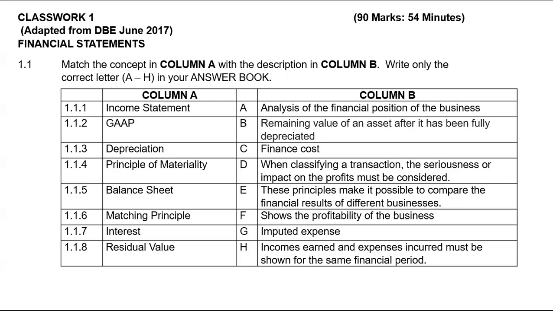1.1.2, as I've said, will be E. And depreciation is an imputed expense, so that will be G. Principle of materiality, that will be D. Balance sheet, that will be A. Matching principle, income earned and expenses incurred must be shown for the same financial year, so matching principle will be H. Interest will be a finance cost. The residual value, finance cost was C. Residual value will be B, right?